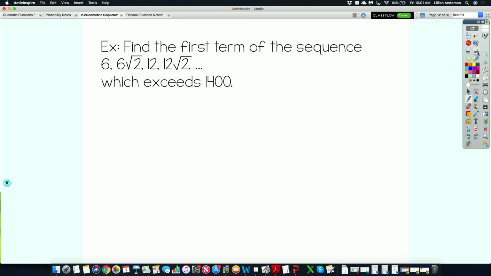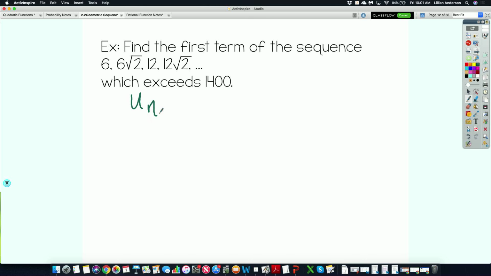And you're looking for the first term, not like u sub 1. You're looking for the first term where the term actually exceeds 1,400. So you're actually looking for what variable in your formula? You're looking for n. Okay? And it's the first one that's larger than 1,400.